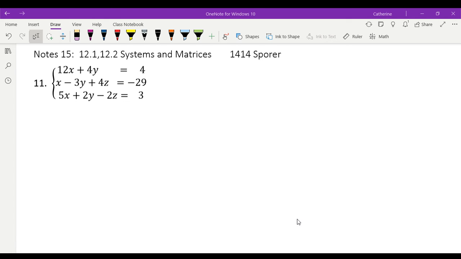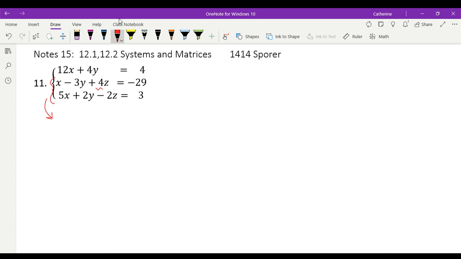This is example 11, notes 15, a three-variable system of equations. So our first step is to decide which variable to eliminate first. And if we look, the first equation here already has z eliminated. It just has x and y. So the easiest thing to do would be to eliminate z between the bottom two equations.